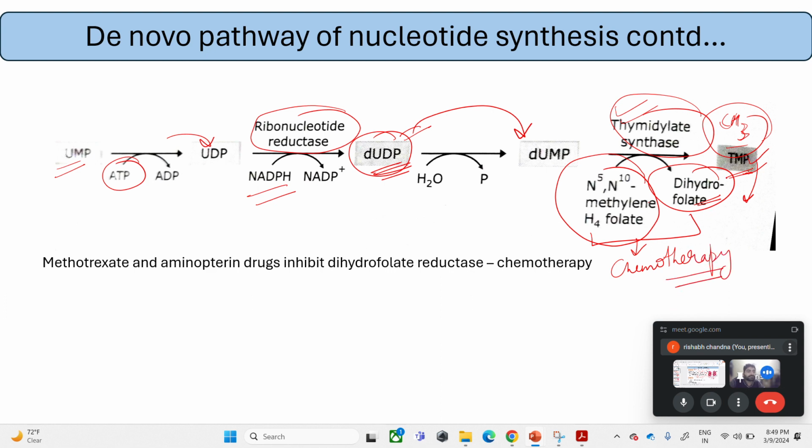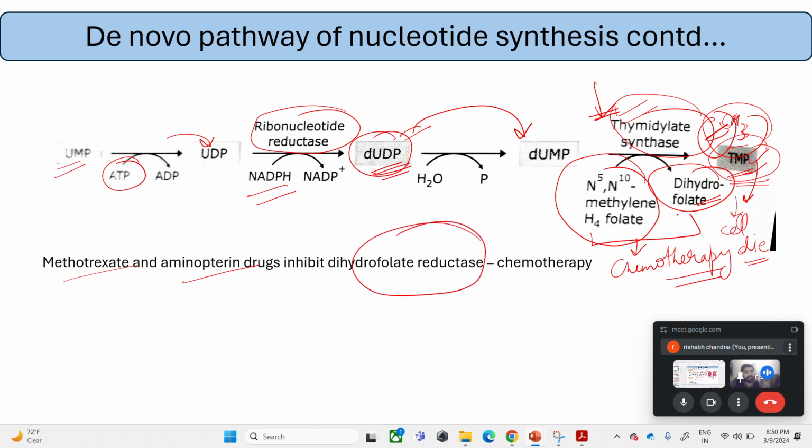So what happens when this particular TMP will not be formed? Then the cell will die or move on to apoptosis. Scientists have discovered different drugs so that they can inhibit this particular reaction of thymidylate synthase, so that it will not form thymine or the TMP, which will lead to the apoptosis of the particular cell type. There are two drugs called methotrexate and aminopterin. They basically inhibit dihydrofolate reductase.